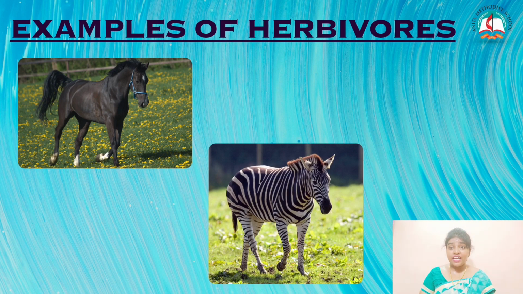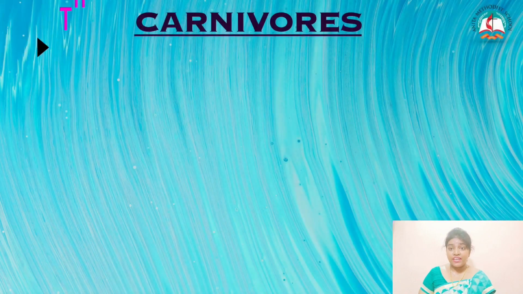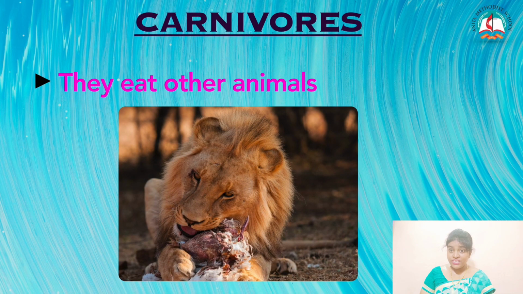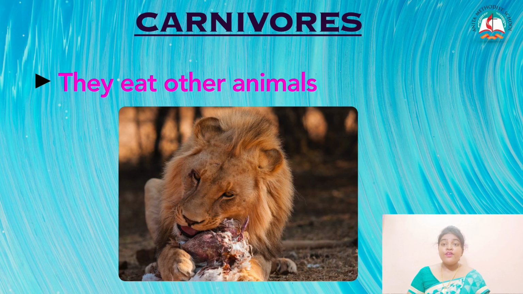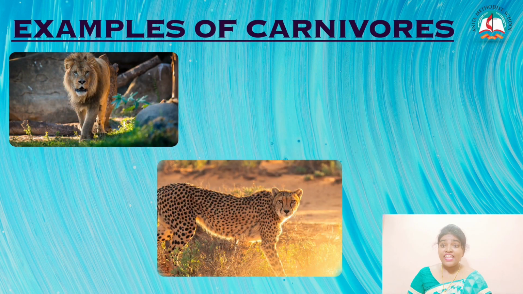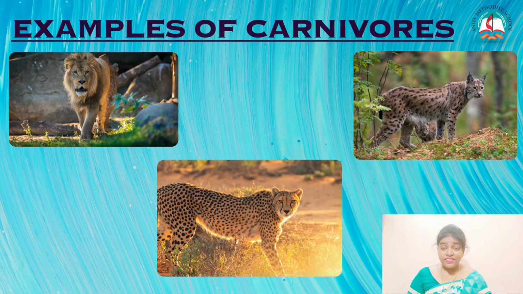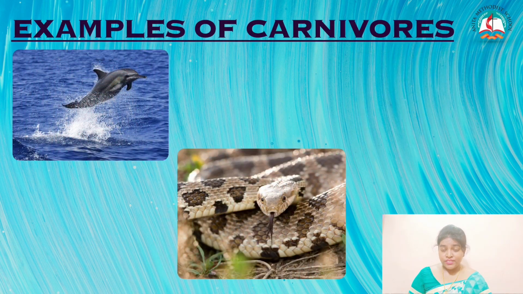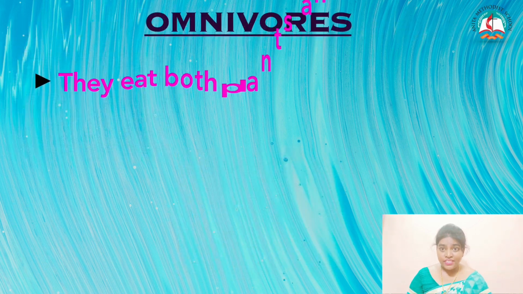And the second type is carnivorous animals. Why do they call it carnivorous animal? Because they eat only animals. They eat only meat items. Okay. For example, lion, cheetah, lynx, dolphin and snake. These animals are called carnivores. And the third type is omnivores.